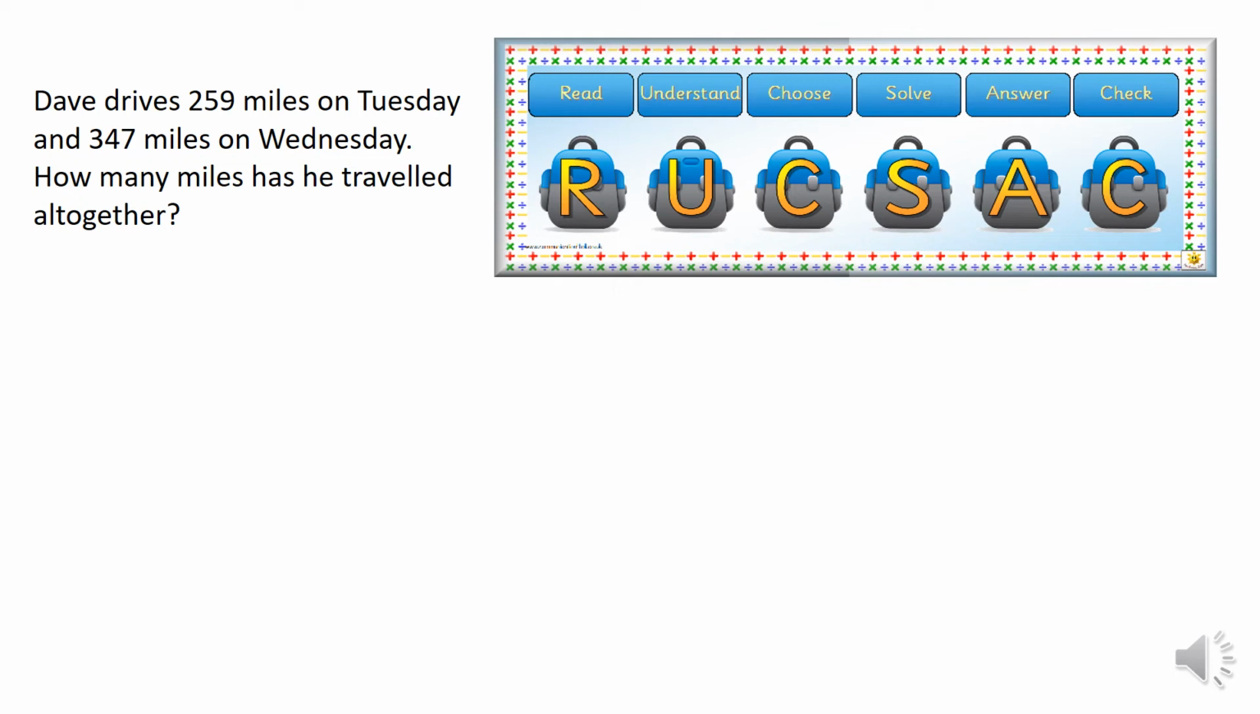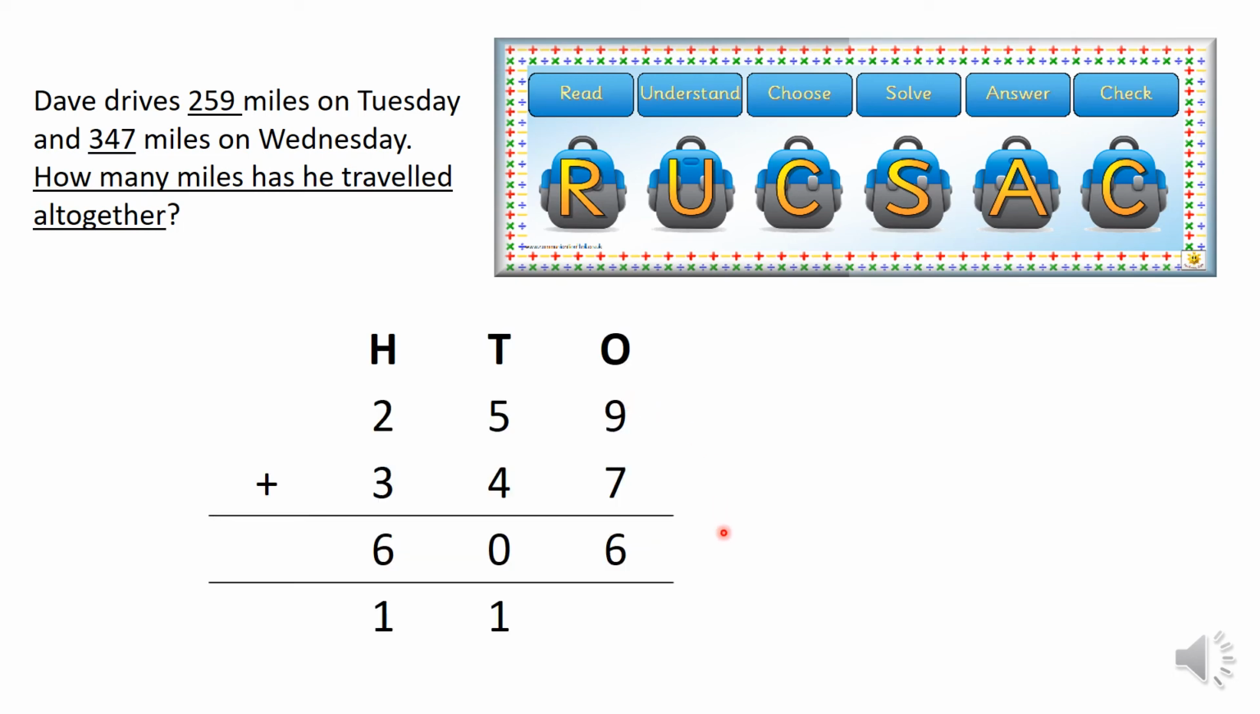I next move along to the U to understand. Let's see which bits I've underlined. I picked up 259, 347, and how many miles altogether. That's the key information I need. I'm now going to choose what kind of sum I might need to do. How many miles altogether is normally an add sum. So let's try and do a sum. I'm going to now do this as a sum.